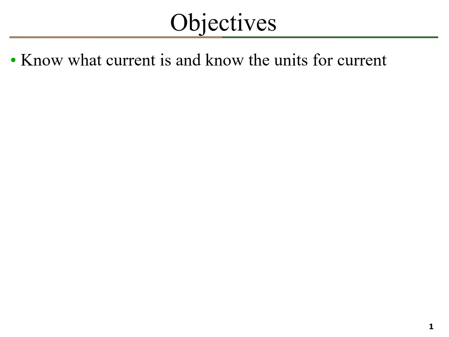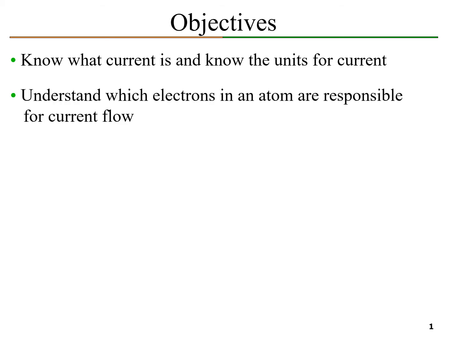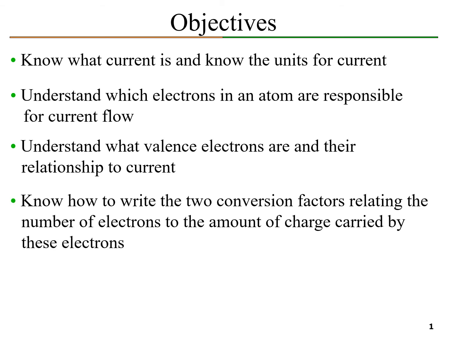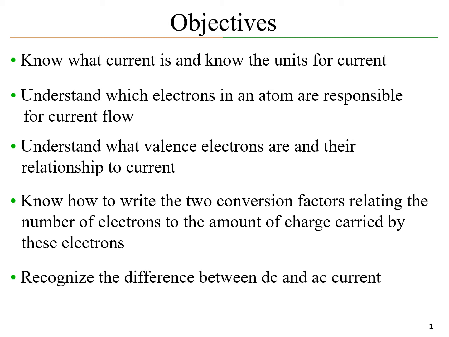The objectives: know what current is and know the units for current. Understand which electrons in an atom are responsible for current flow. Understand what valence electrons are and their relationship to current. Know how to write the two conversion factors relating the number of electrons to the amount of charge carried by these electrons. Recognize the difference between direct current DC and alternating current AC. Know the symbol for a current source.